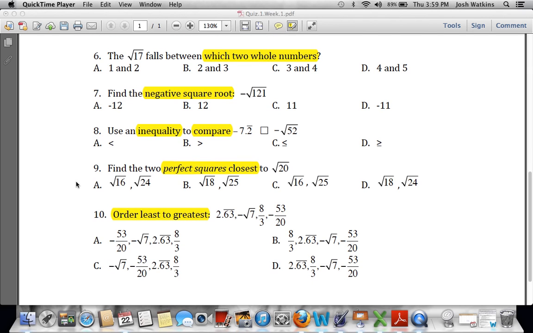Number 9. Find the two perfect squares closest to the square root of 20. So find the two perfect squares closest to the square root of 20. Number 10. Order least to greatest the following numbers: 2 63 hundredths repeating, negative square root of 7, 8/3, and negative 53/20. So order those numbers least to greatest.